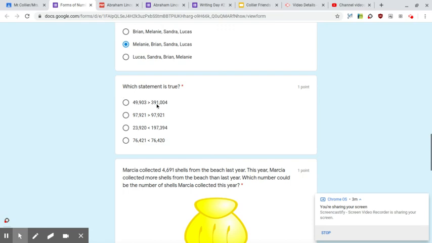You're going to compare. Only one of these is true. Keep in mind with that greater than, less than symbol, the one in A, the one that's open to the left, that's greater than. So this one is saying 49,903 is greater than 391,004. And then if you look at C, when they flip it the other way, that is less than. 23,920 is less than 197,394. So make sure you're picking the statement that is true.